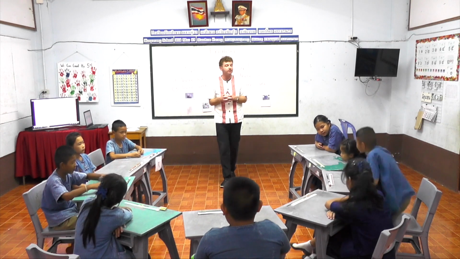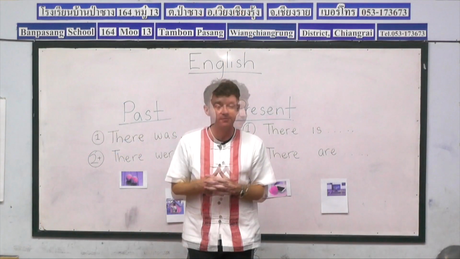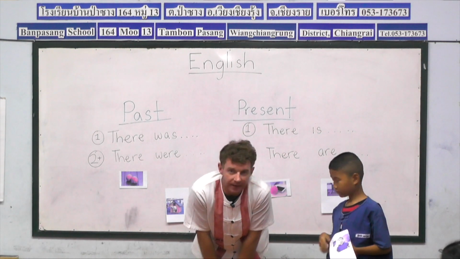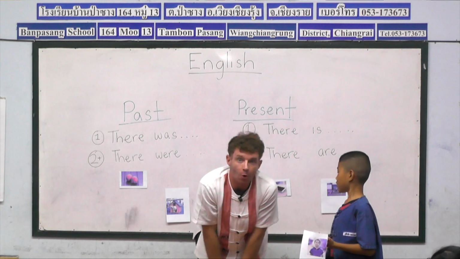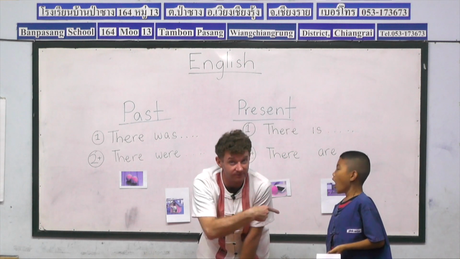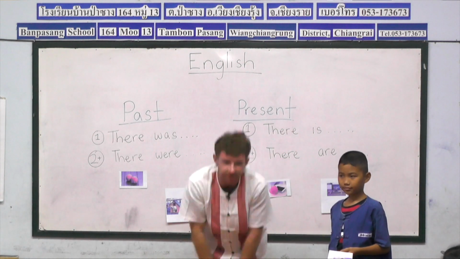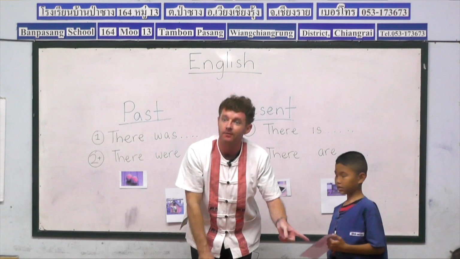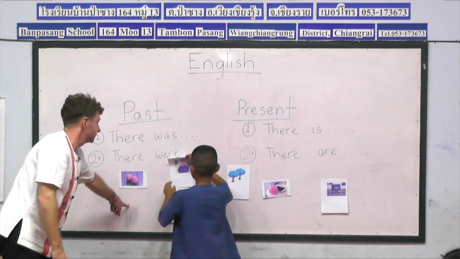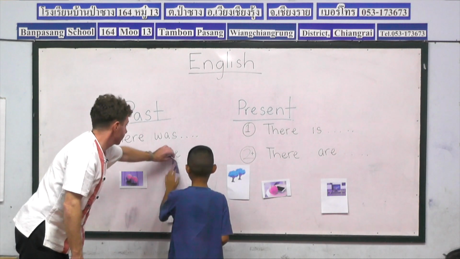Okay, Bang Pon, come and join me at the front. Let's show our friends your picture. What do we have? Kid or boy? Now, shall we use the boy or the kid in the present or the past? Past. How many boys? One. Okay, so let's stick our boy here. A little bit lower so we can read.